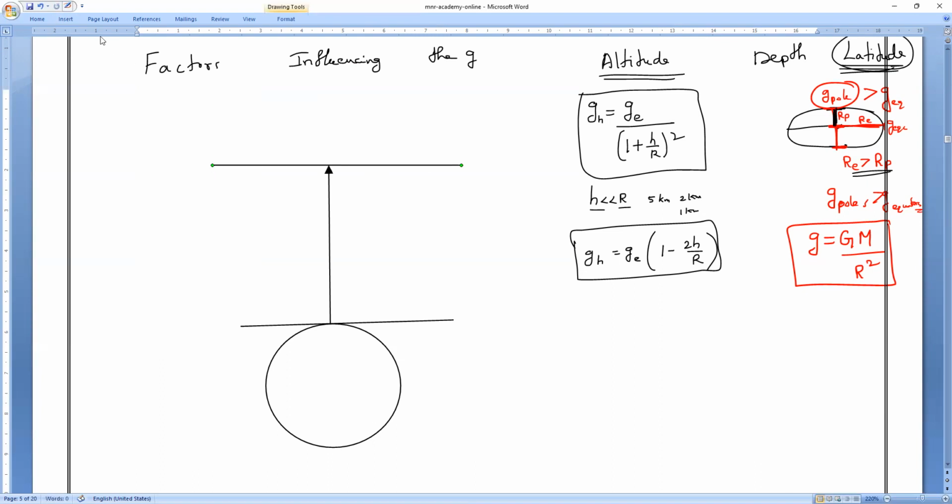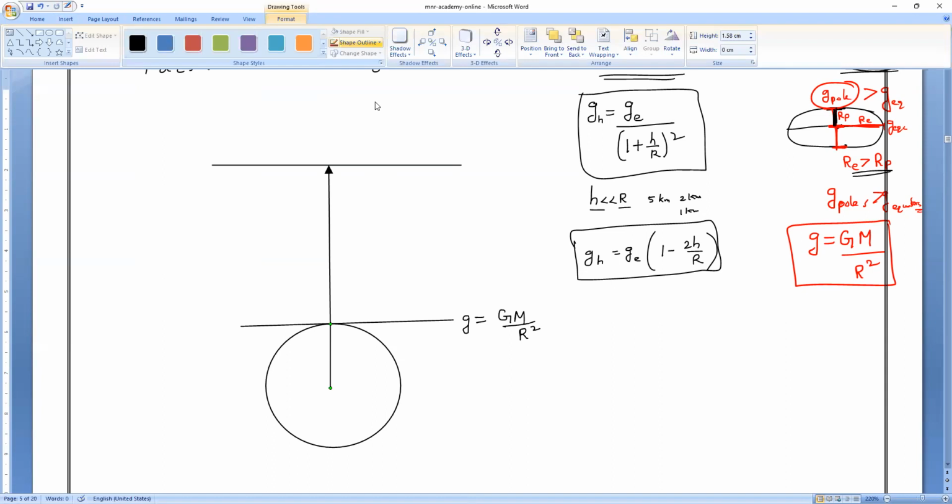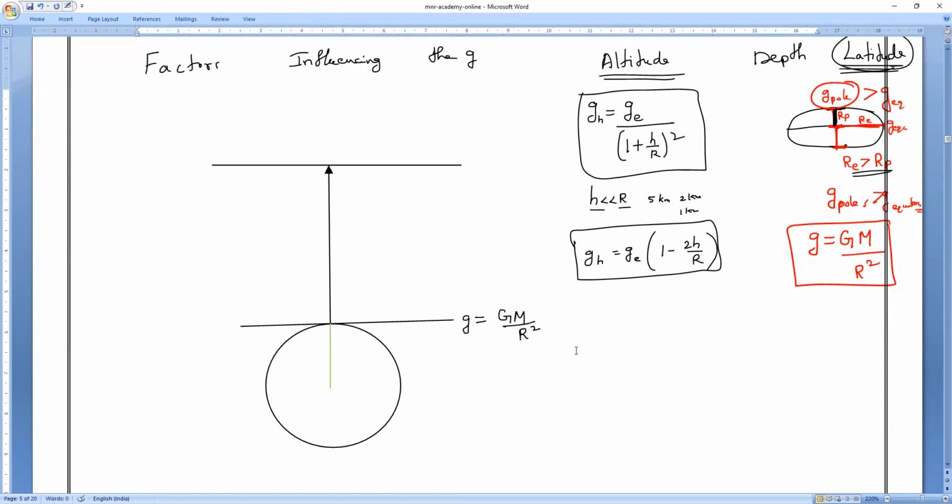Please make sure of it. Now it is altitude. What is the g value at this place? Capital G into capital M divided by R squared. Am I right, guys? R squared, where R means the radius of the planet, which I have taken.